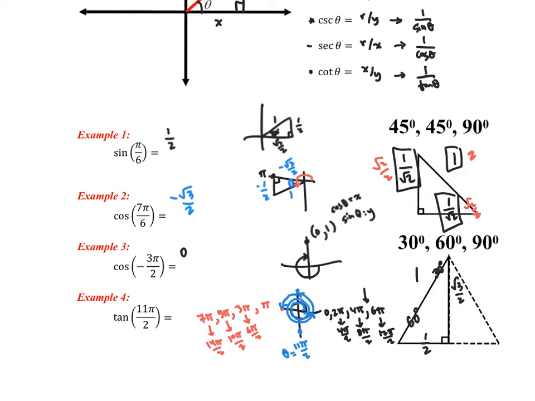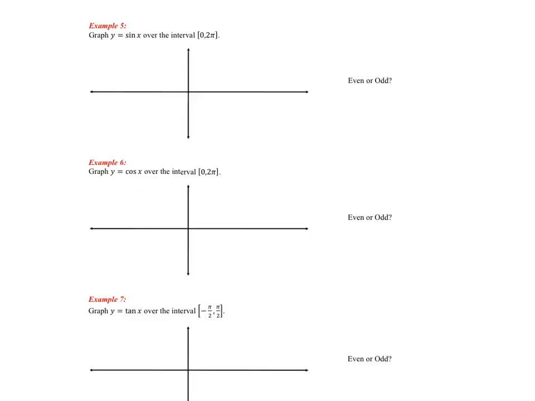So what would be the tangent there? Well, the tangent of any angle we said was the y value over the x value. So let's look at that point. That point is the point (0, negative 1). If I took negative 1, which is the y value, divided by 0, that actually doesn't exist. So there you have it. The tangent doesn't exist at 11 pi over 2. All right, let's keep on moving.